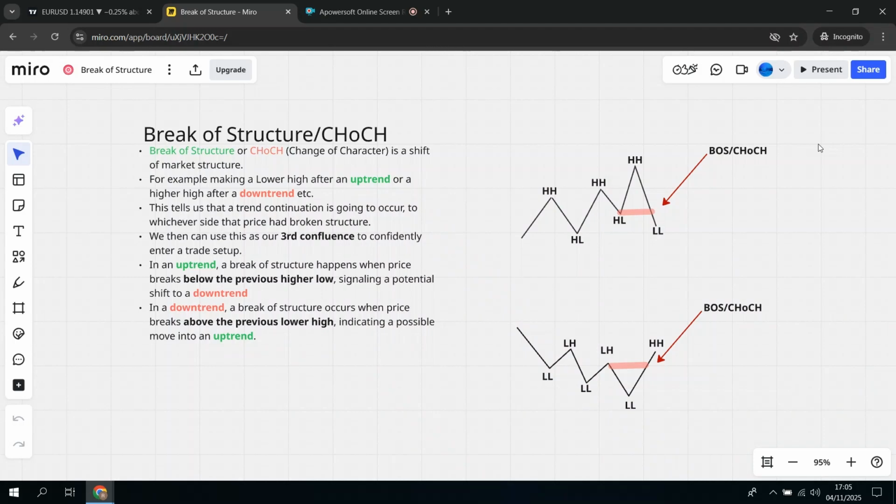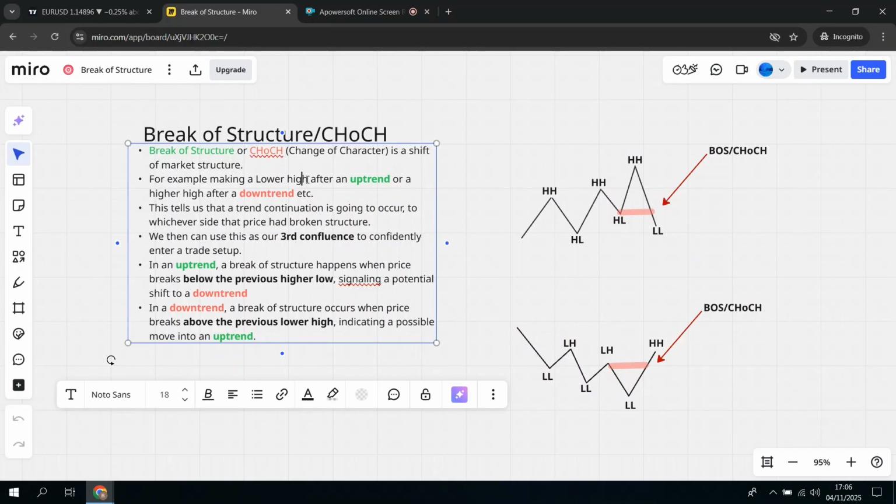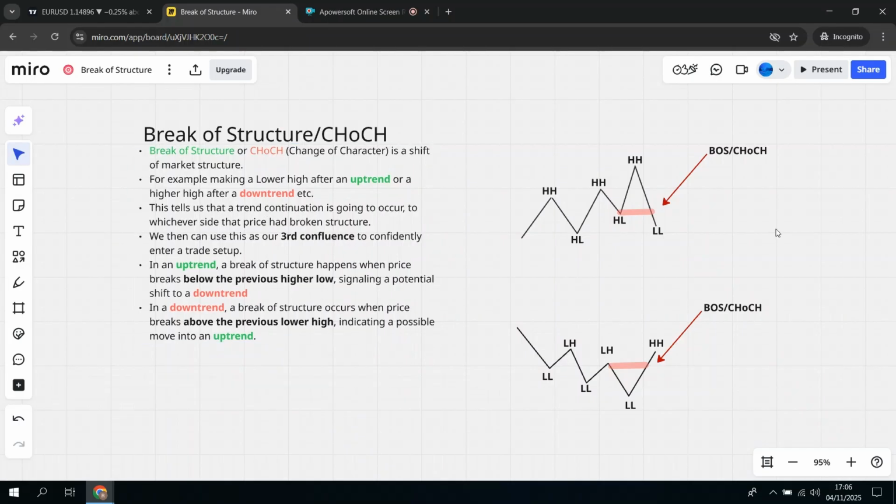Right. So a breaker structure, also known as a BOS, as you can see over here, or a change of character, is a shift of market structure. For example, making a lower high and a lower low after an uptrend, or a higher high after a downtrend. Confusing myself there.